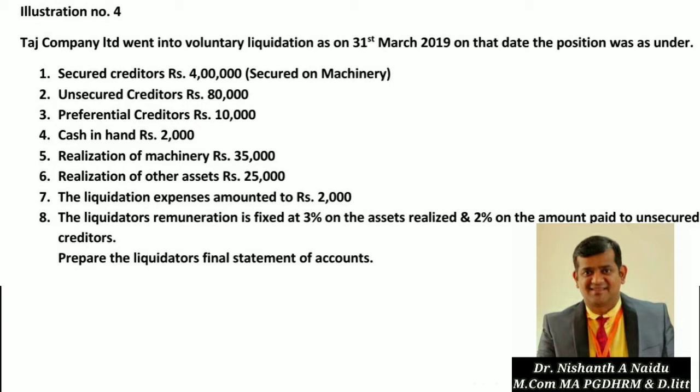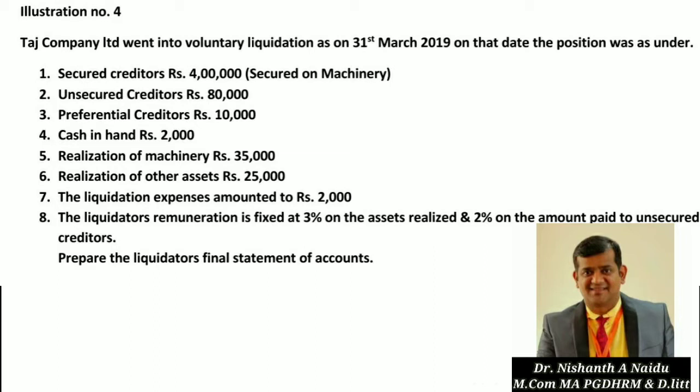Unsecured creditors rupees 80,000. Preferential creditors rupees 10,000. What are unsecured creditors? The creditors who do not have any charge on the asset, so no asset has been pledged to raise this kind of credit. Preferential creditors rupees 10,000. At the time of making payment, the first preference should be given to preferential creditors. And cash in hand rupees 2,000.